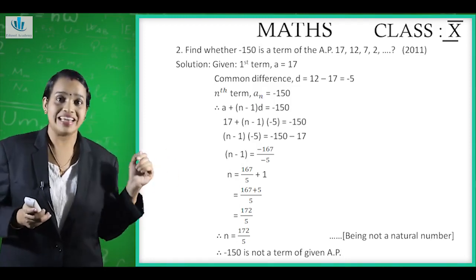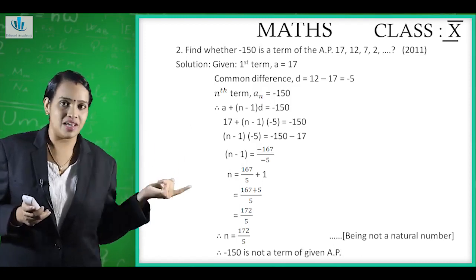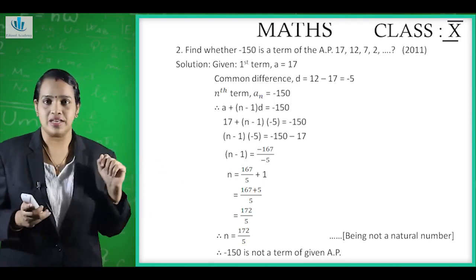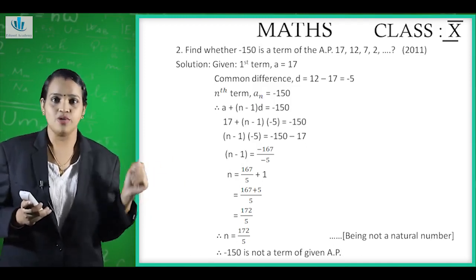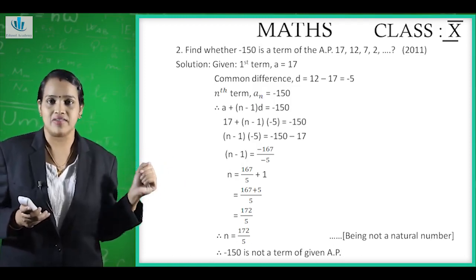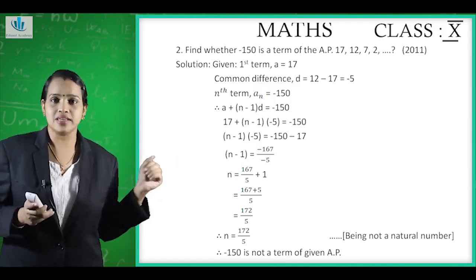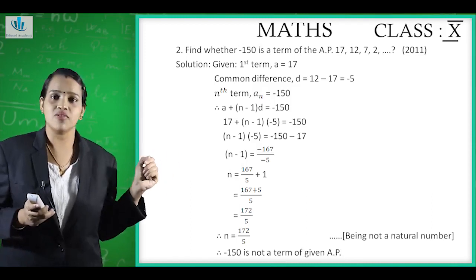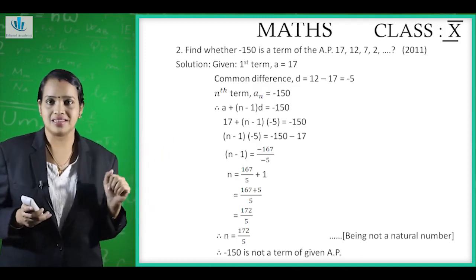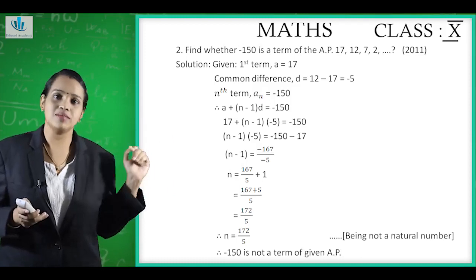N minus 1 into minus 5 is equal to, now we are taking 17 on the other side, so it becomes minus 150 minus 17. N minus 1 is equal to minus 150 minus 17 is how much? Minus 167 upon. Now we are taking minus 5 on the other side, it becomes minus 167 upon minus 5. N is equal to, minus minus gets cancelled, 167 upon 5. Now minus 1 we take it on the other side, it becomes plus 1.